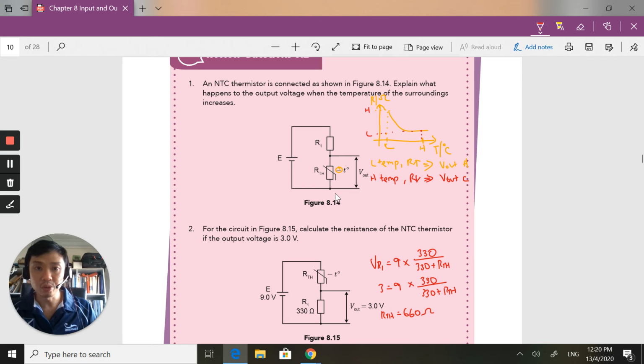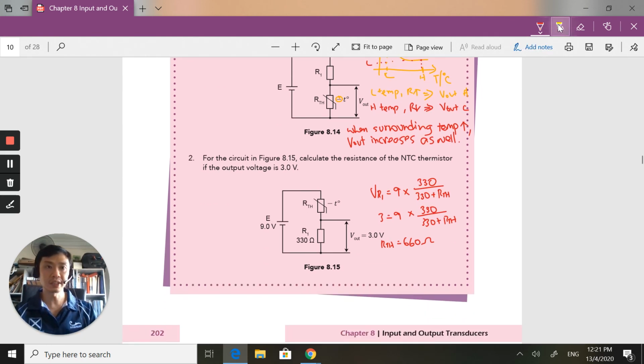So when the surrounding temperature increases, goes from low temp to high temp, you got to write your statement: when surrounding temperature increases, V out decreases as well. Don't be lazy like me. Write full temp and full increases.